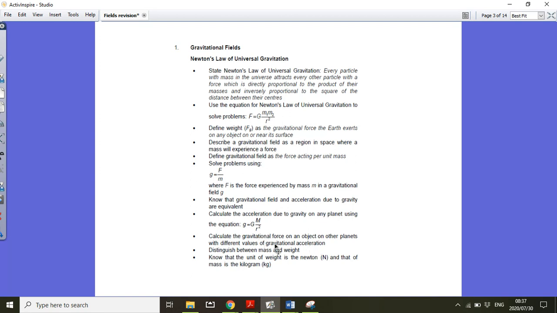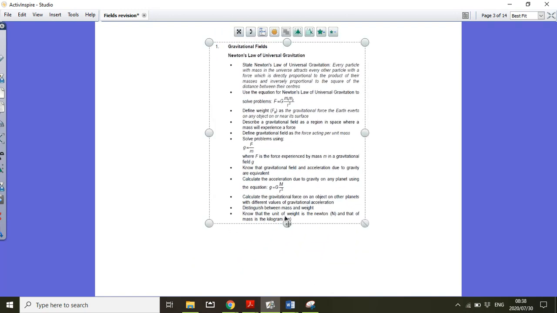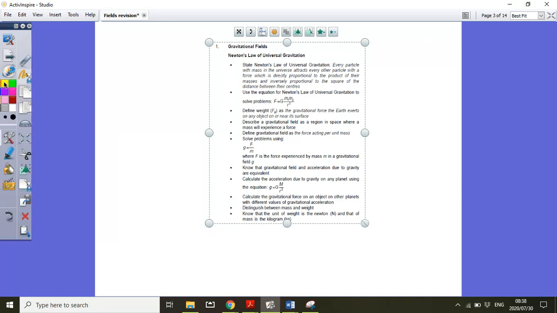We must be able to calculate a gravitational force. And remember, that is just the weight. It's Fg. You use the two masses. And you can also use the gravitational acceleration if they give you the mass of the planet. Oh, we haven't spoken about mass and weight. And that is always a trap in a multiple choice that people fall into all the time.